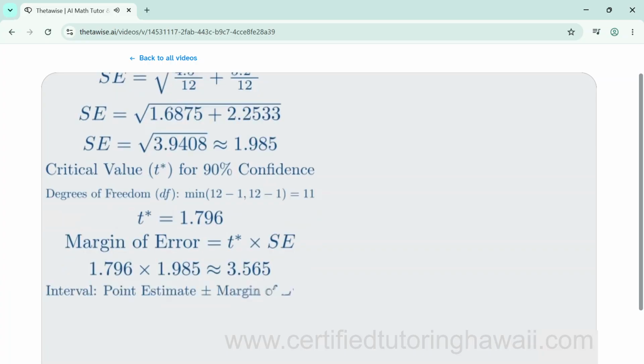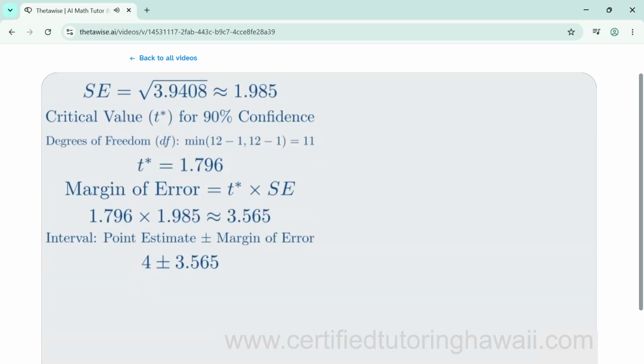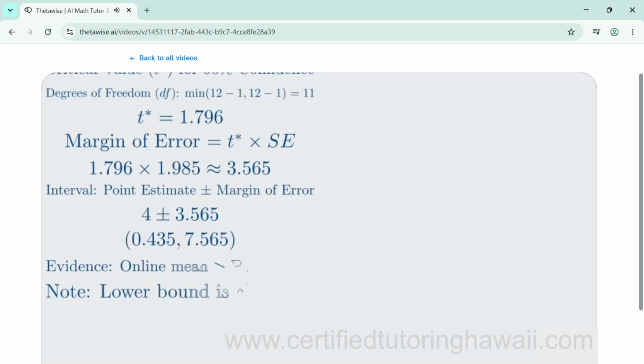Finally, we construct the interval, 4 plus or minus 3.565. Our 90% confidence interval is 0.435 to 7.565. Since the entire interval is positive, we have evidence that the online tool results in a higher mean score than the paper practice. However, notice that the lower bound is quite close to 0, suggesting the effect might be small.